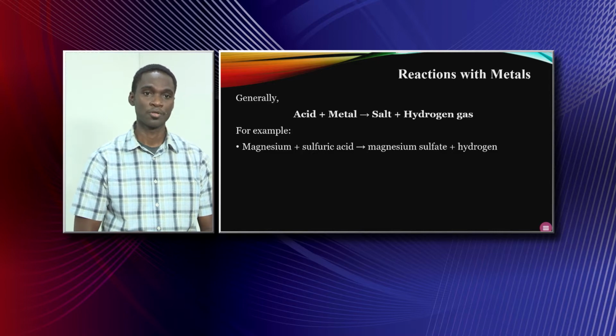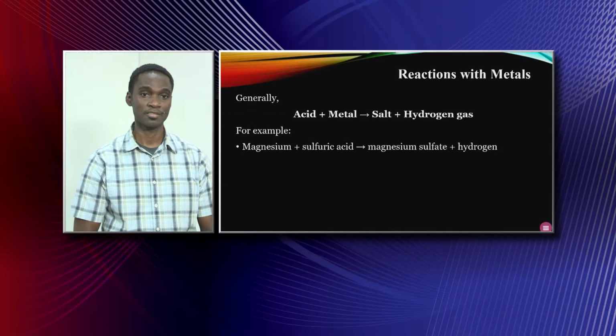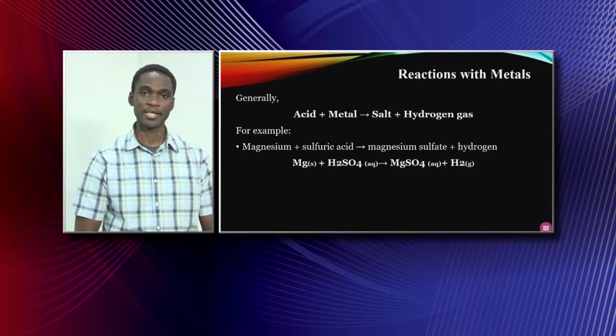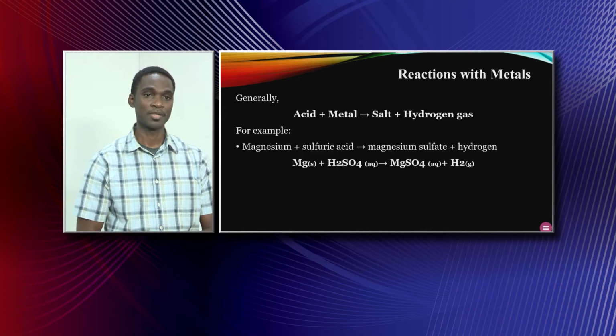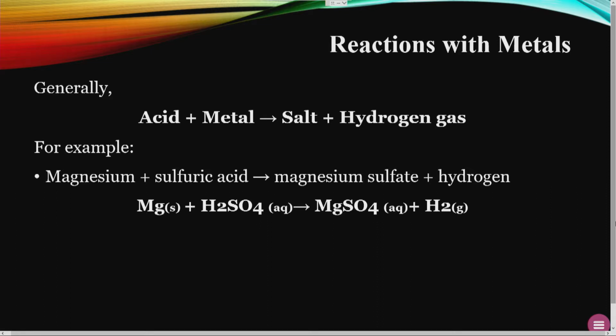For example, when magnesium reacts with sulfuric acid, it produces magnesium sulfate and hydrogen gas. Now, magnesium sulfate is the corresponding salt of sulfuric acid. For the reaction, we see that magnesium is in a solid state and it reacts with sulfuric acid, which is aqueous, to give us magnesium sulfate, that is MgSO4, plus H2 gas. And so because it is gaseous, it's going to be liberated.